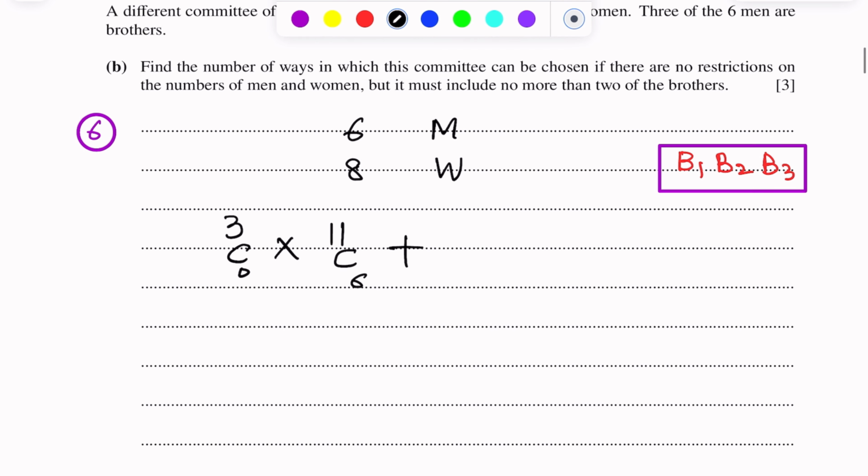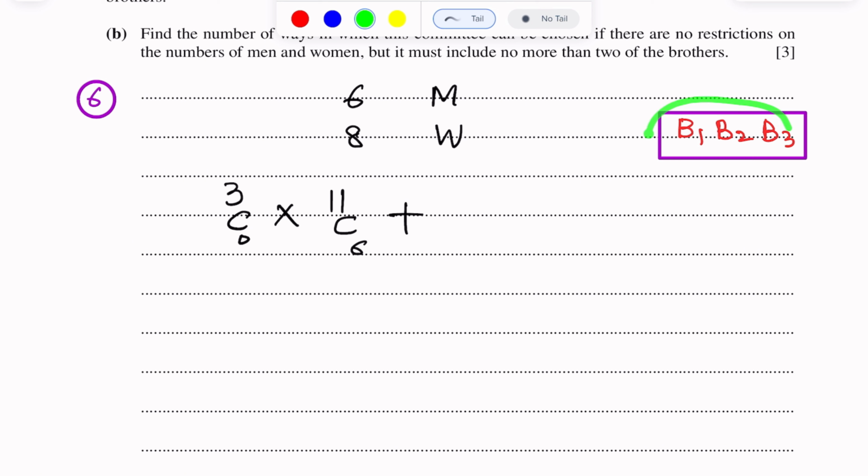Second option, now we are taking one brother from these brothers. So 3C1, but we need five more people because the total people in the committee are six. So we will take five people from the 11 people. So we'll write 11C5.